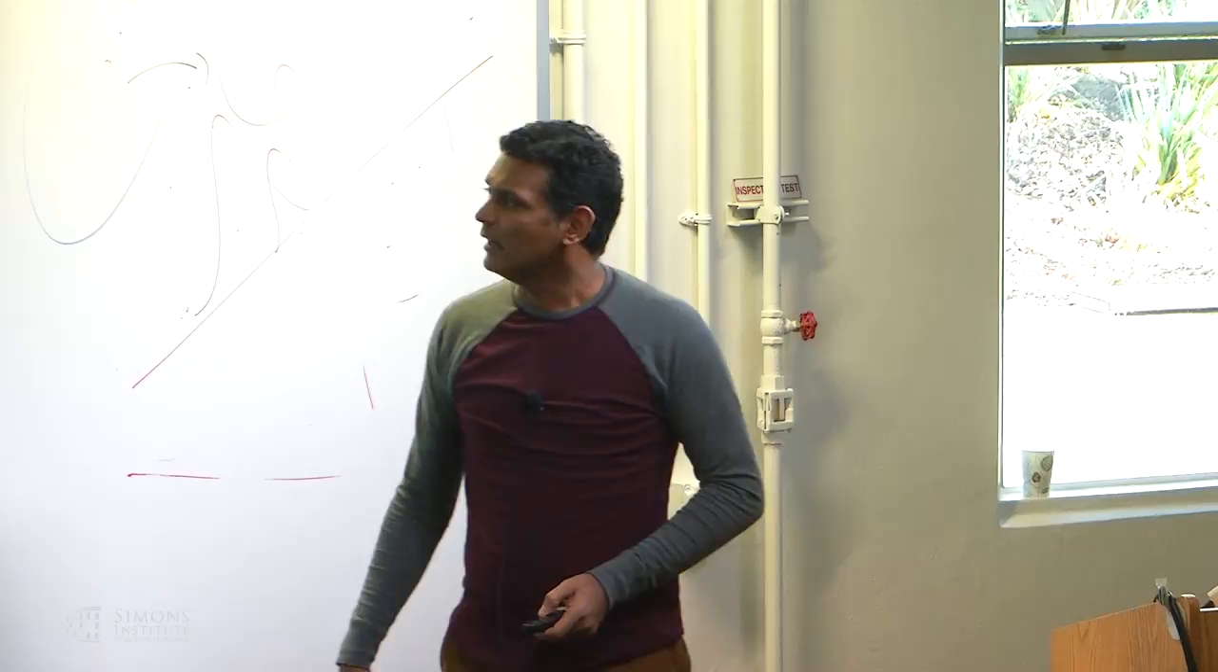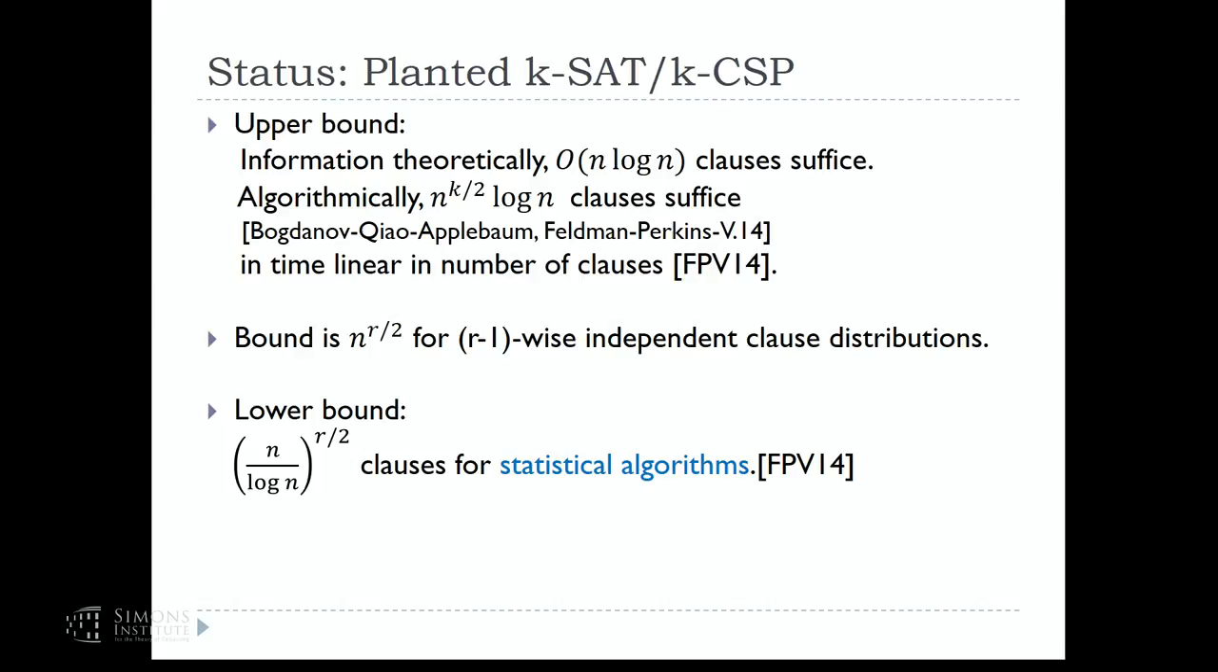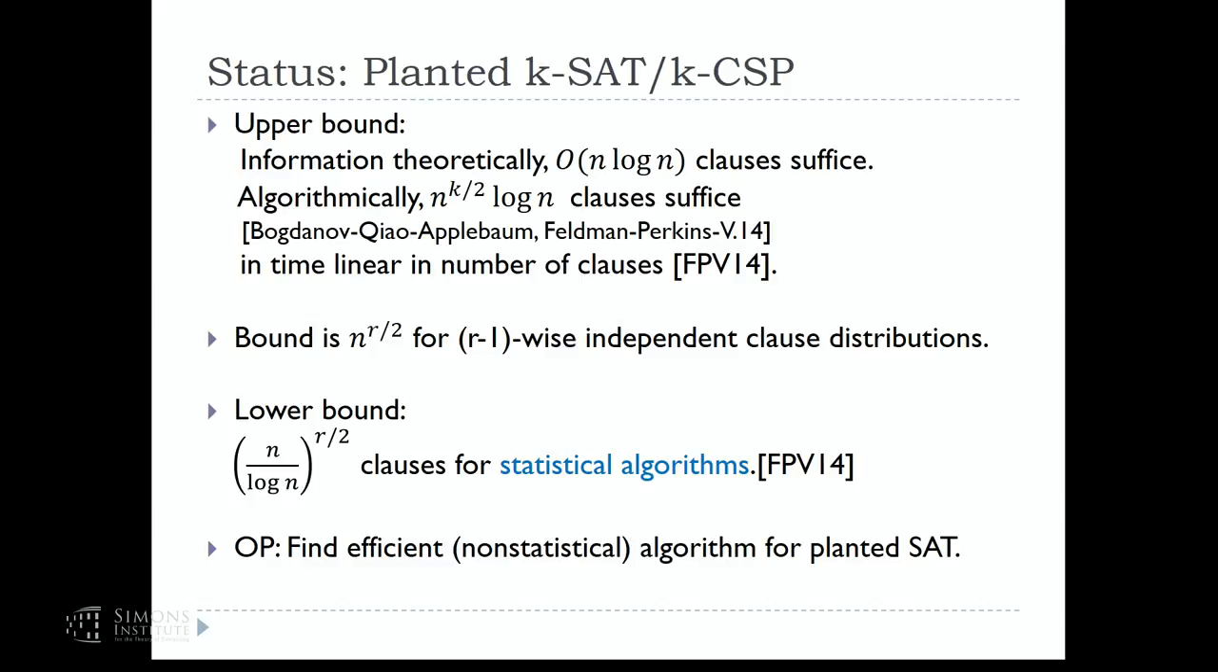Now, it turns out that for statistical algorithms, the lower bound is almost tight, up to a log n factor inside the exponent. So again, is there a faster method to detect whether there's a planted assignment? That is an open question. And this is something where the algorithms have come from physicists. I mean, very interesting ones.